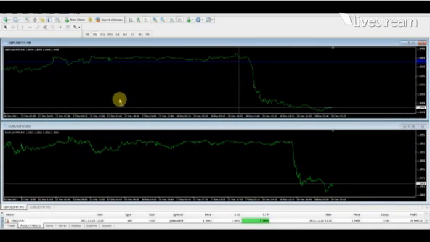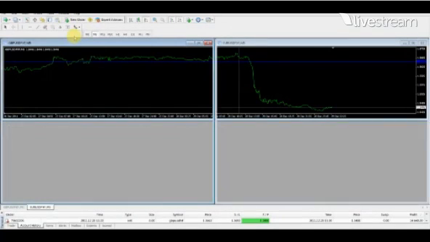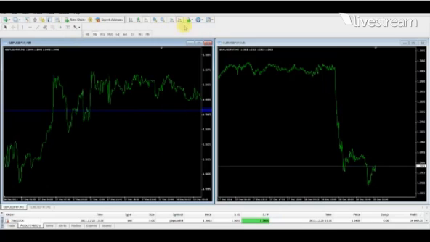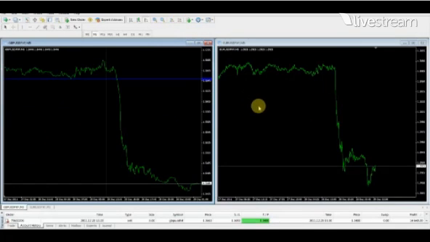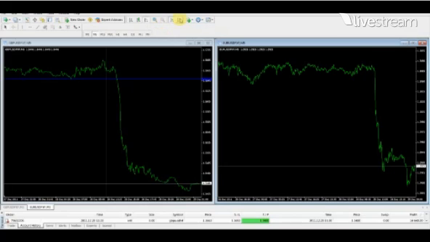This is why I use GMT for my SMT, because I'm trying to get it to line up time-wise and show you the divergence. But I'm just going to show it to you this way, and you can find it on your charts on your end.